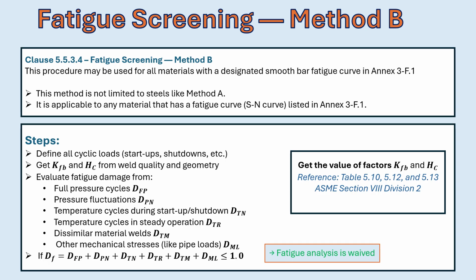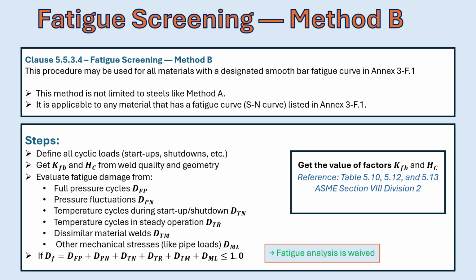Clause 5.5.3.4, fatigue screening method B. So let's talk more about this method. This method is not limited to steels like method A. It is applicable to any material that has a fatigue curve, or what we call an SN curve, listed in Annex 3F1. There are a couple of steps that we follow in this method, which makes it very easy to complete the process. Step one is to define all cyclic loads like startup, shutdown, etc., which we have already done in the previous slide.